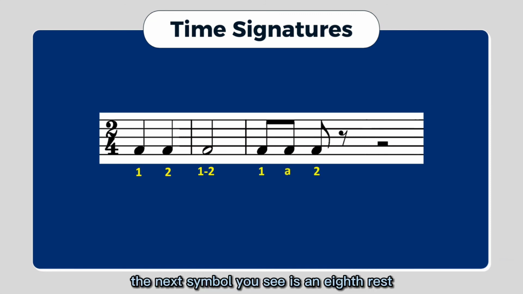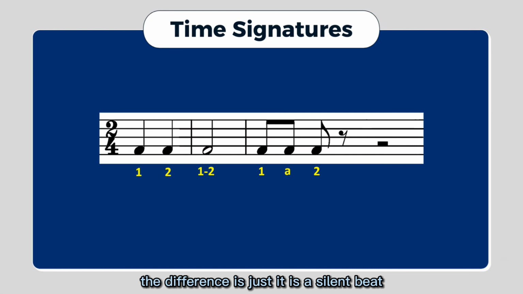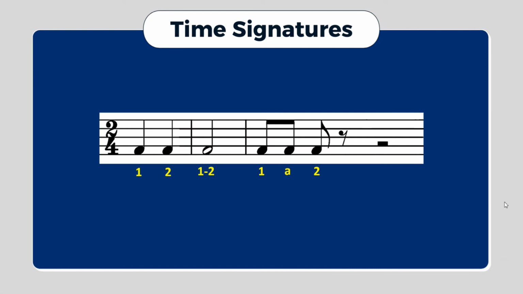The next symbol you see is an eighth rest. Just like the eighth note, the eighth rest has 1/2 beat. The difference is just it is a silent beat. So we continue our counting with "and," bar line. So 1 and 2 and bar line. The last symbol is a half rest, which has 2 silent beats. So we count 1, 2, double bar line.